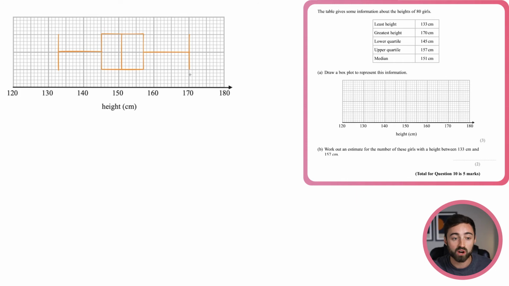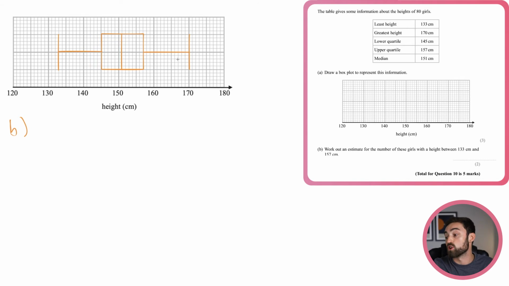Part B says work out an estimate for the number of girls with a height between 133 and 157. Okay, so 133 is the least value, isn't it? And 157 is the upper quartile. So, what is the definition of the upper quartile? Well, the median is the value such that 50% of the girls are smaller than that, 50% are taller than that. The upper quartile is 75% of the girls are smaller than that, 25% are taller than that, okay?